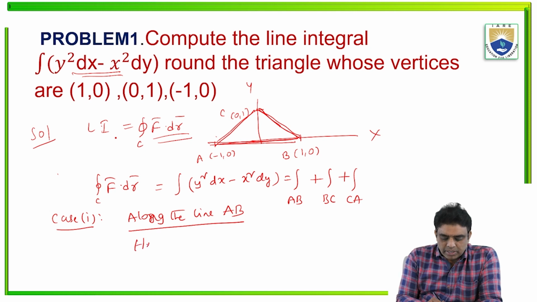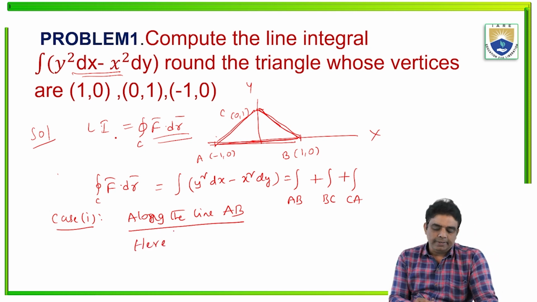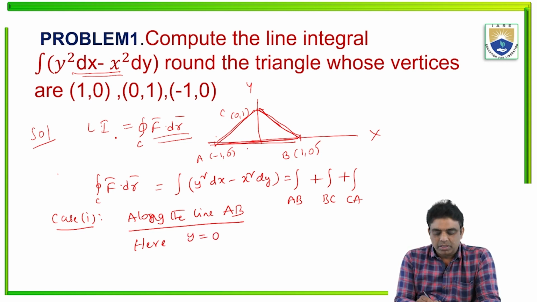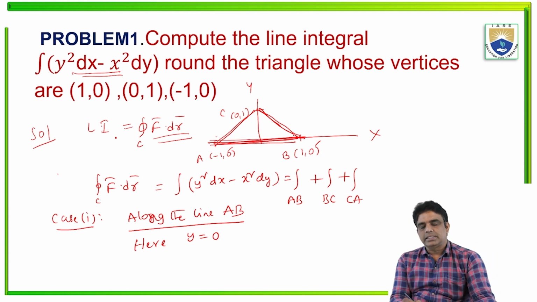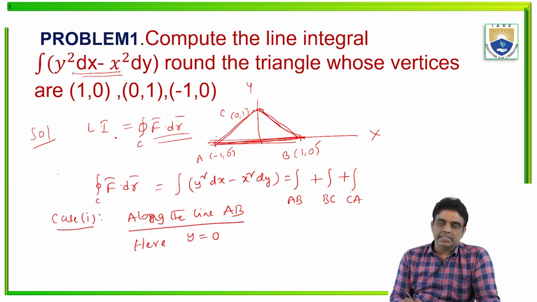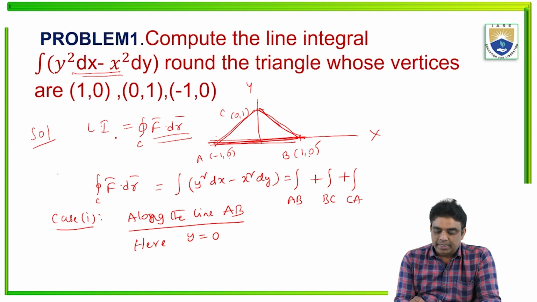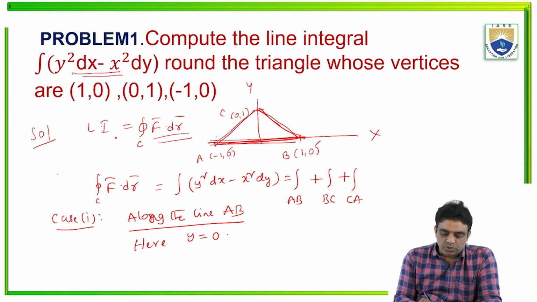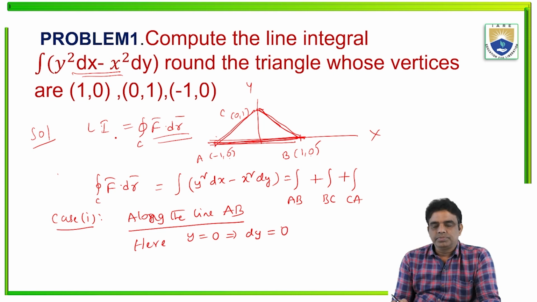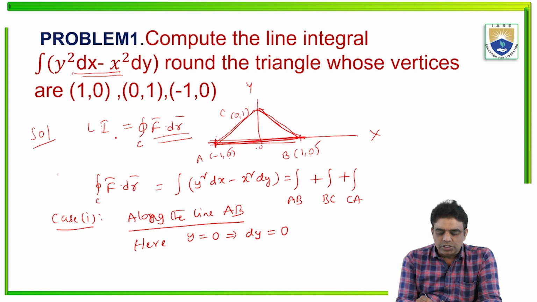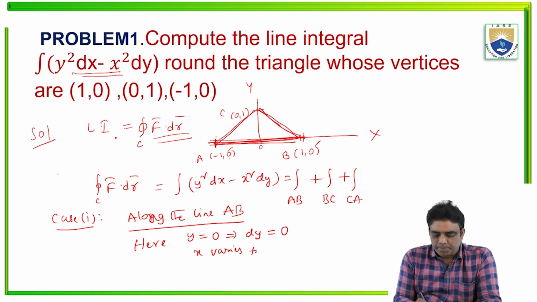So here, what can we observe? Here y is constant, y is 0, because AB is on the x-axis, and the equation of the x-axis is y equals 0. Or you can observe that the y coordinate here is 0 and here also 0. That means y is 0, so dy is 0. But x is a variable. X starts at minus 1, goes to 0 and then reaches 1. X varies from minus 1 to plus 1.